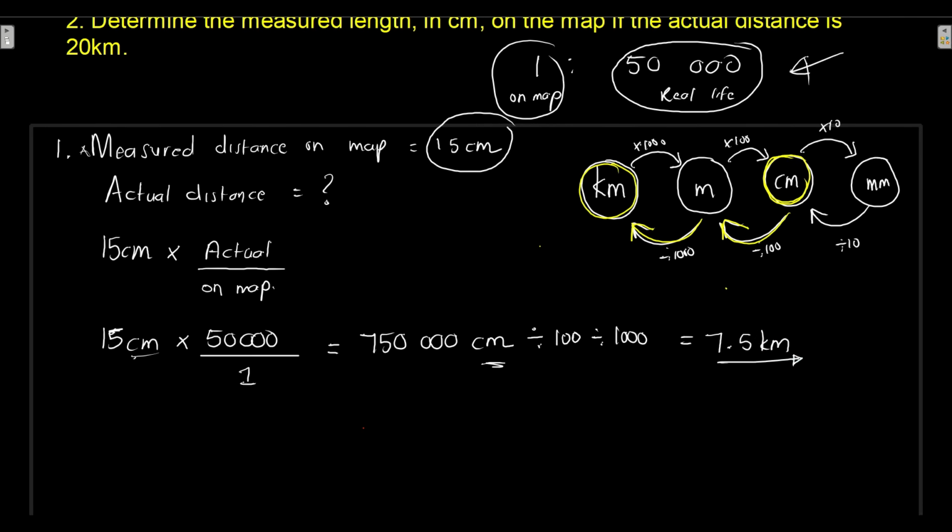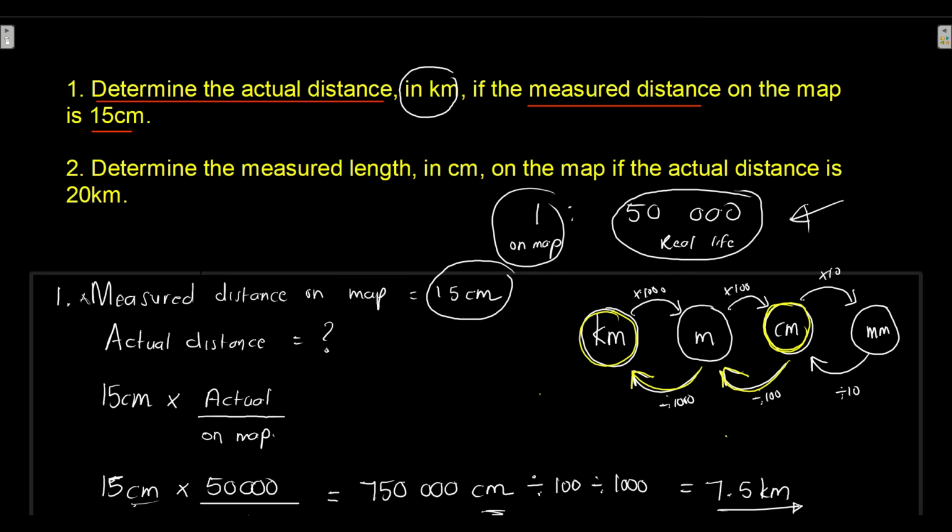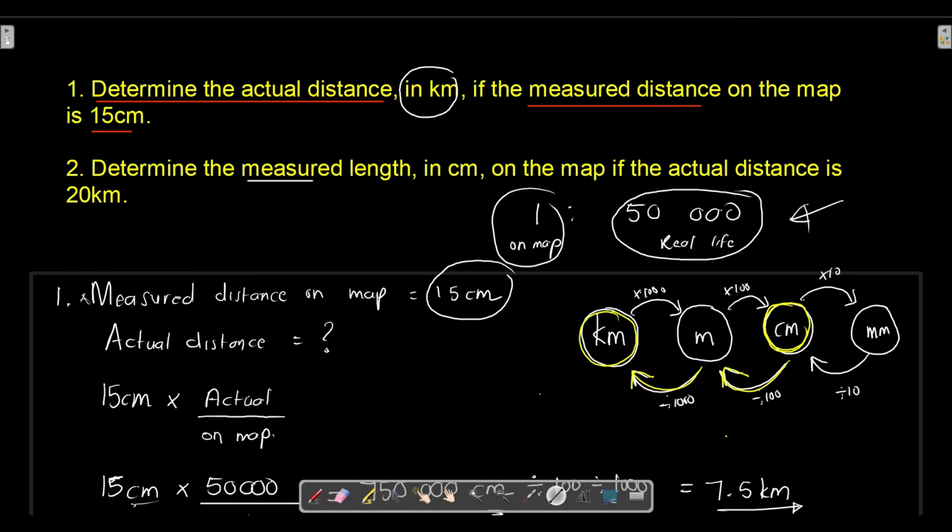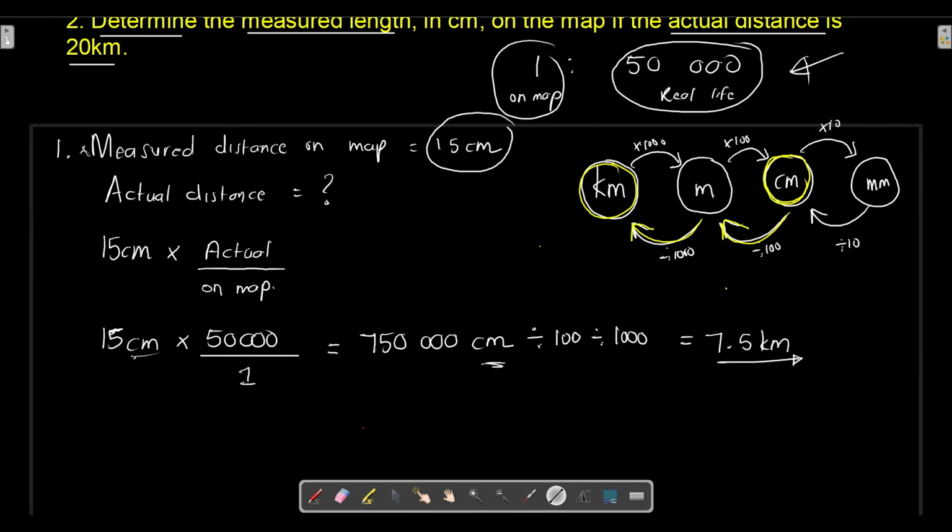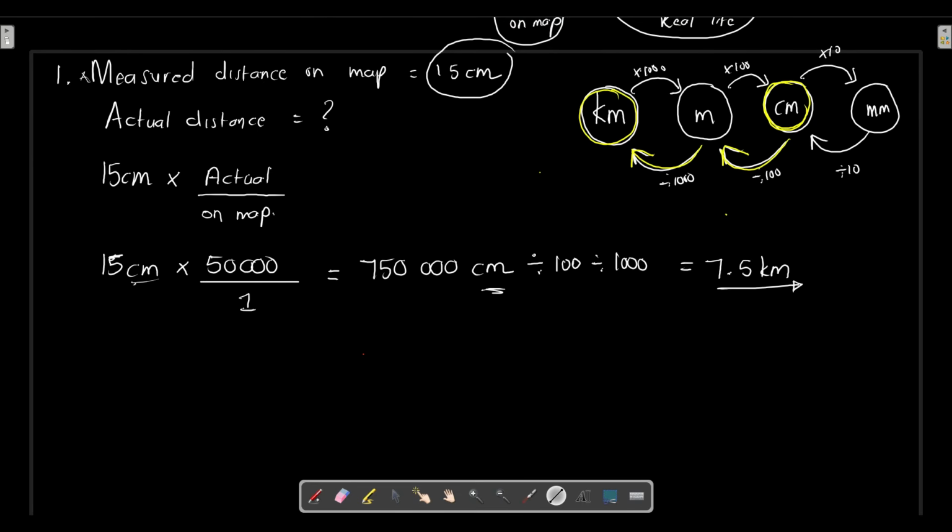Okay, so now what happens if the question is asking us to determine the measured length? In this case, we want to determine the measured length in centimeters on the map if the actual distance is 20 kilometers. So what is given? Write down what you are given.